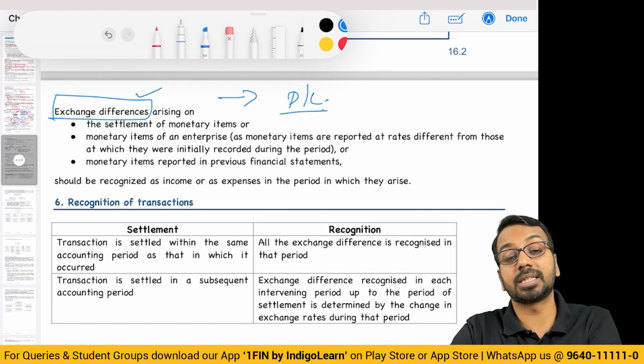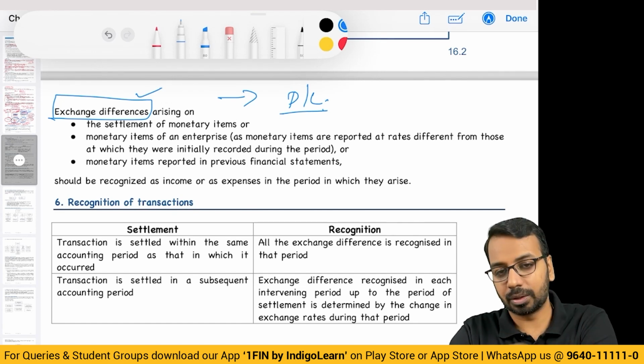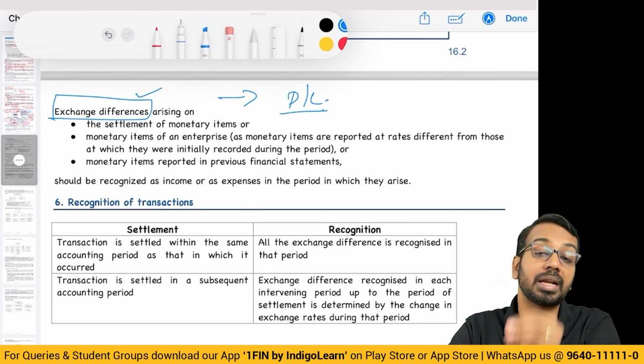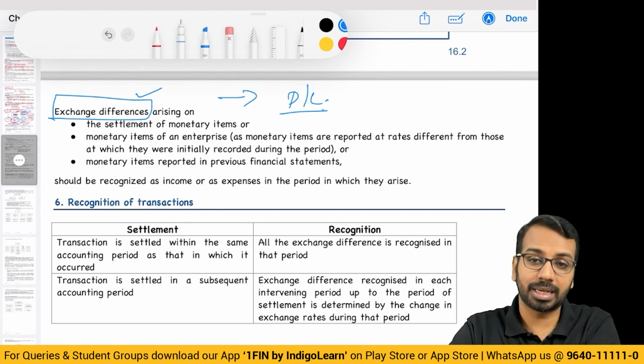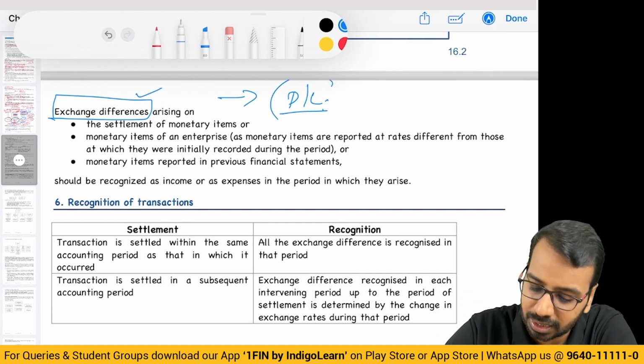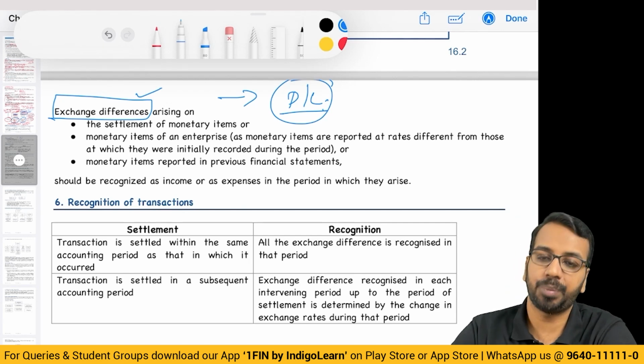But yes, if there is something called a non-integral foreign operation, or if there is a long-term monetary item where the government has allowed capitalization, in that case it is different. But generally, you will take it to P&L.